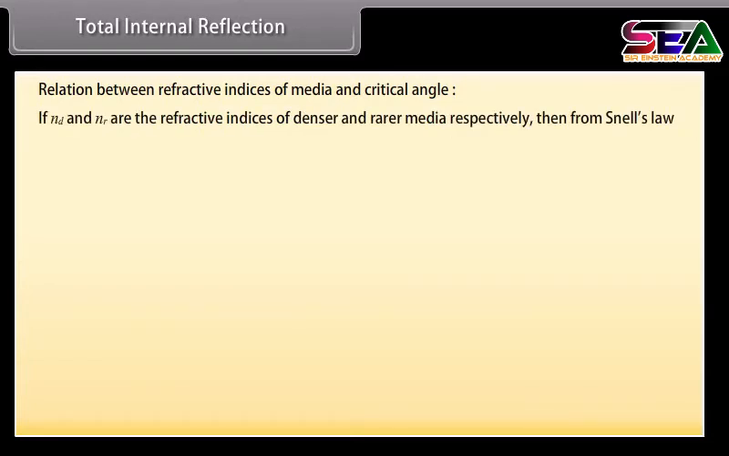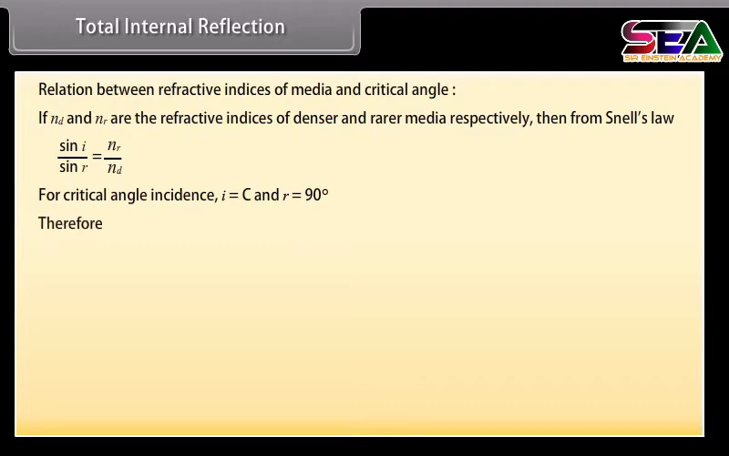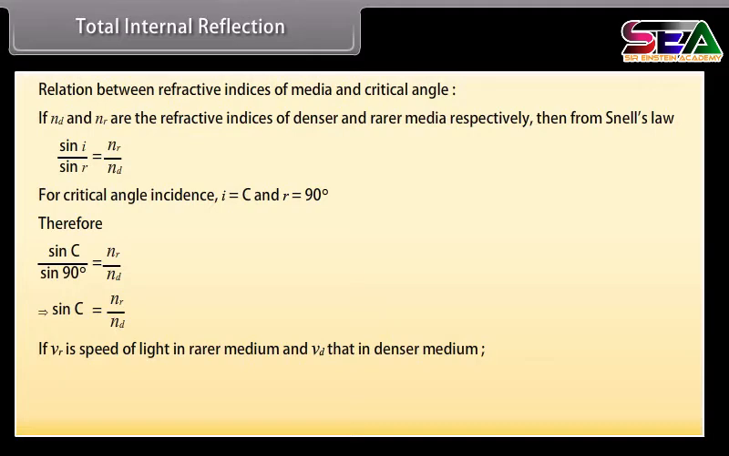Relation between refractive indices of media and critical angle. If nD and nR are the refractive indices of denser and rarer medium respectively, then from Snell's law, sin i by sin r is equal to nR upon nD. For critical angle incidence, i is equal to C and r is equal to 90 degrees. Therefore, sin C by sin 90 degrees is equal to nR by nD. It implies sin C is equal to nR by nD. If vR is the speed of light in rarer medium and vD that in denser medium, then sin C is equal to vD by vR.